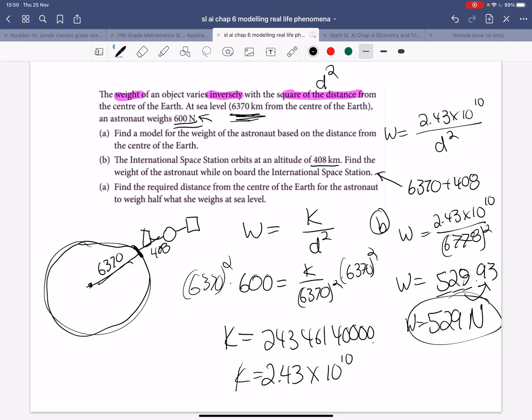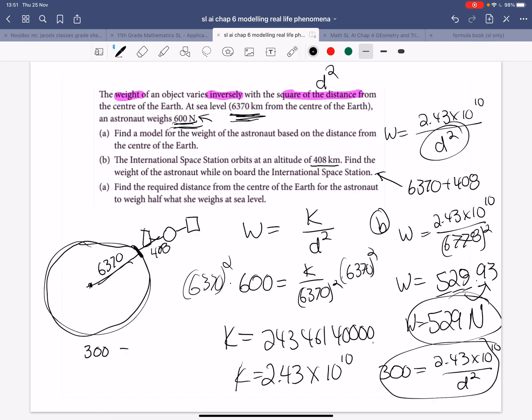Find the required distance from the center of the Earth for the astronaut to weigh half of what she weighs at sea level. So at sea level, she weighs 600. So we want to find out how far this has to be. 300 equals 2.43 times 10 to the 10th divided by d squared. You can use your calculator to solve this, but I'm going to use algebra.